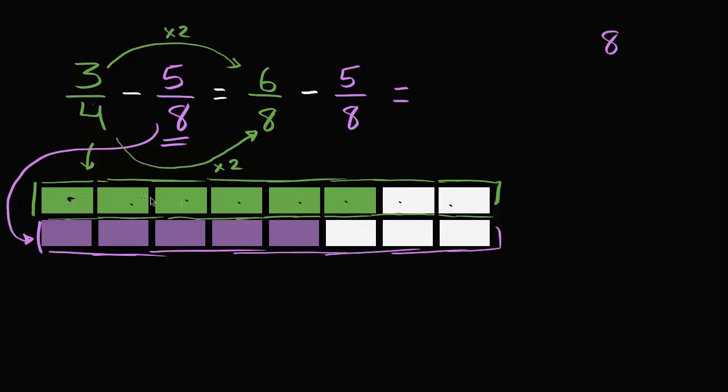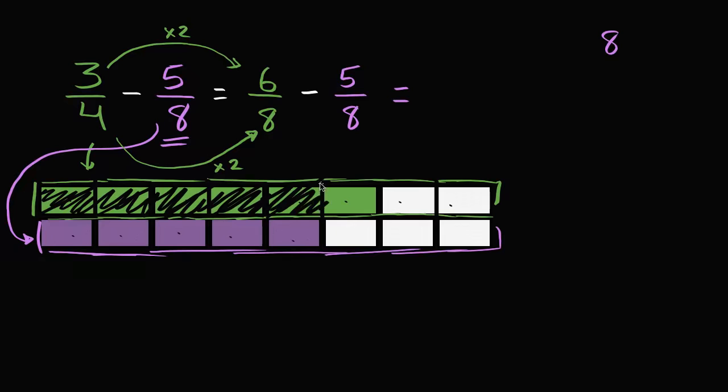We have 6/8, and we want to take away 5 of the eighths. So we have 6/8, and we want to take away 1, 2, 3, 4, 5 of them. And those 5 of them correspond to these purple 5 right over here. We're taking away 1, 2, 3, 4, 5. We're taking these away. So if you're just looking at the green, we started with 6/8. We're taking away 1, 2, 3, 4, 5 of them. And you can see that corresponds to the 5/8 down here.